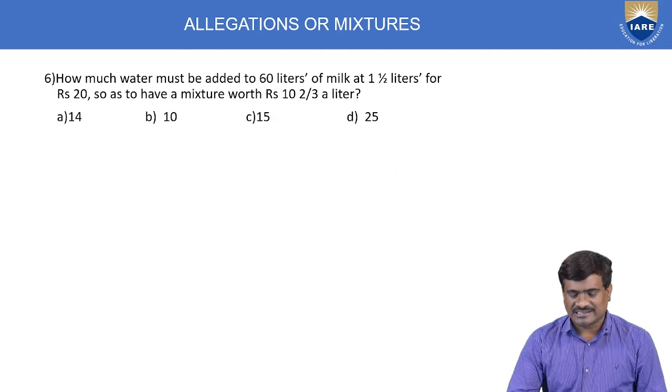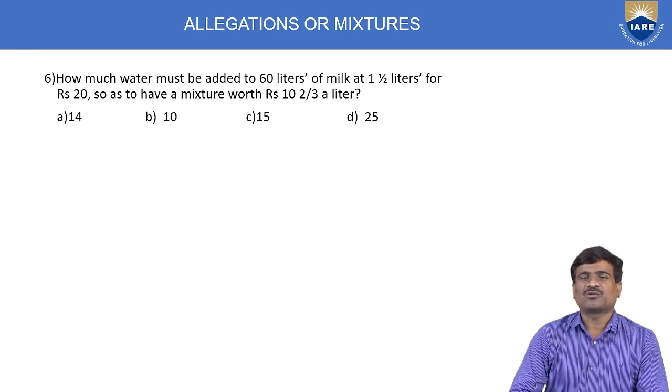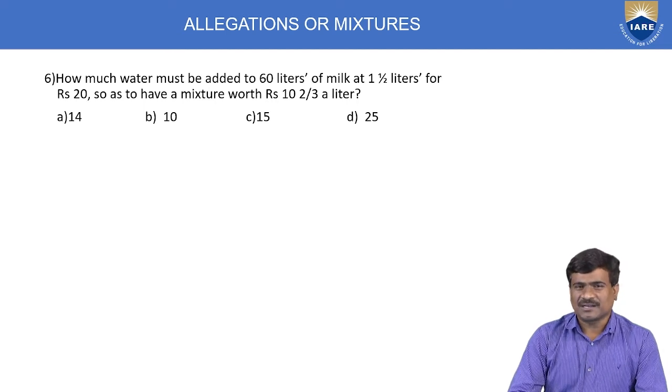Next, sixth example. How much water must be added to 60 liters of milk at 1 1/2 liters for rupees 20 and mixture worth rupees 10 2/3 a liter? A 14, B 10, C 15, D 25. Here, calculate the quantity of water.